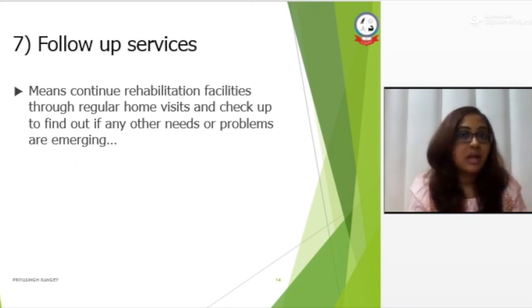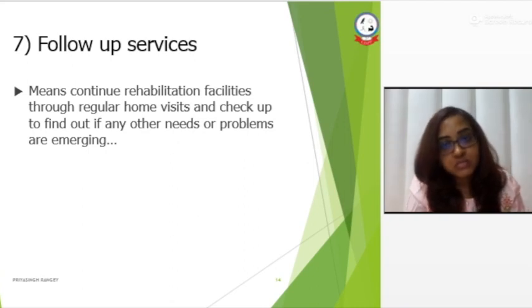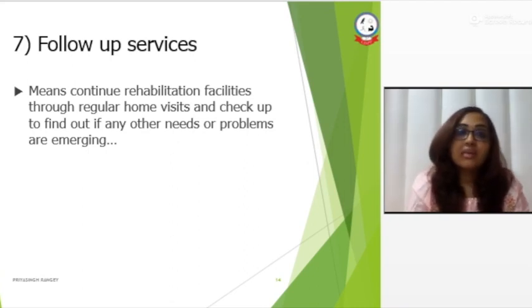a screening, we intervene, and then we just go back to our daily life. It does not work that way. We need to give follow-up services as well. We need to continue rehabilitation facilities through regular home visits and checkups, so that we can know whether the patient is having any needs or problems in the future.